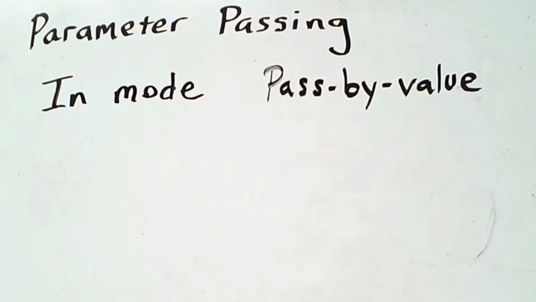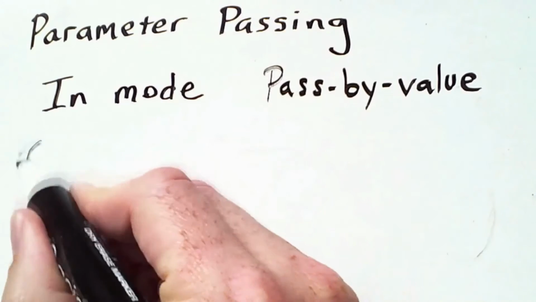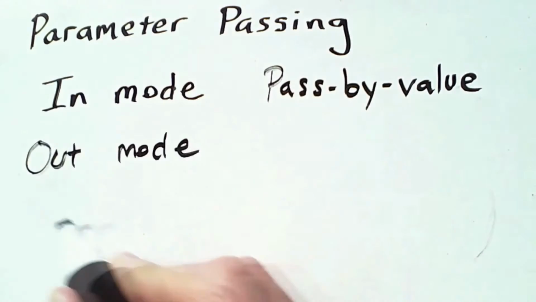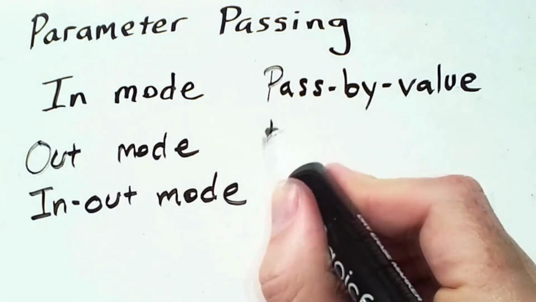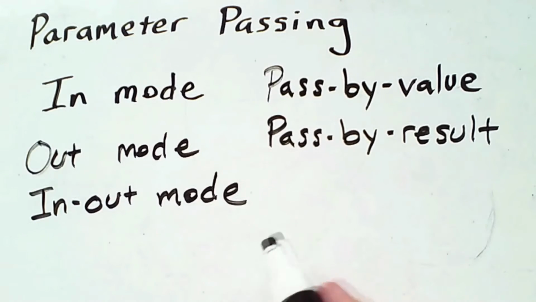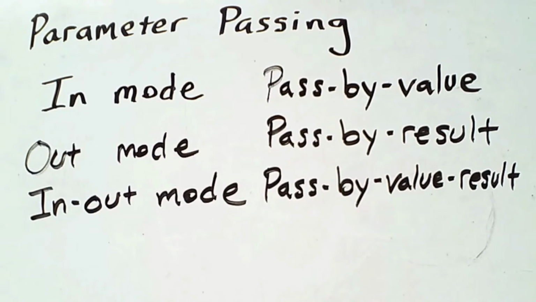So that example shouldn't have been surprising to anyone, but there are other less common types of parameter passing methods. And the ones I'm going to talk about now are out mode and in out mode. Out mode is often called pass by result, and one type of in-out mode parameter passing is pass by value result. However, we'll see some alternatives to these three labels in a moment. First, let's look at an example in Ada.